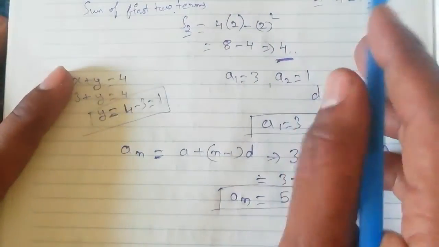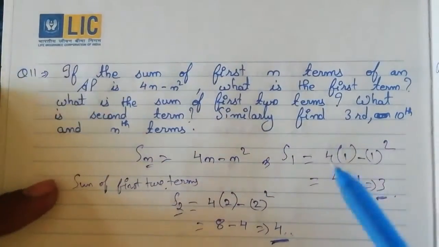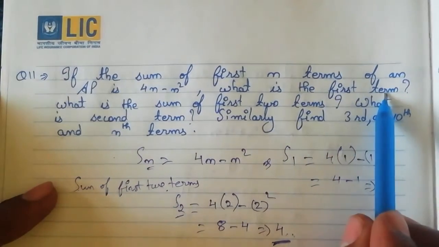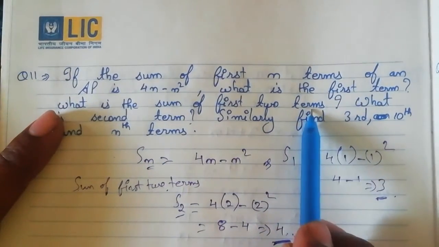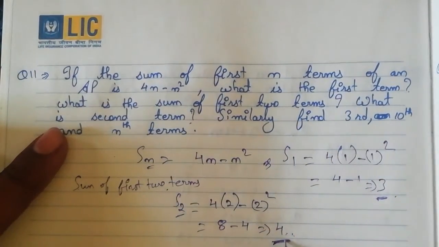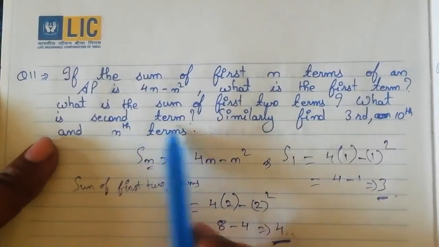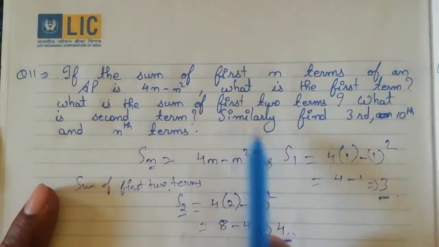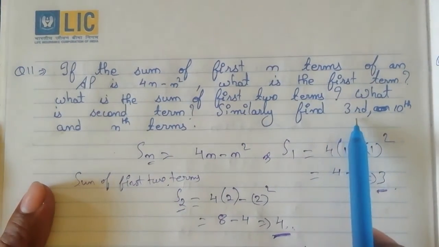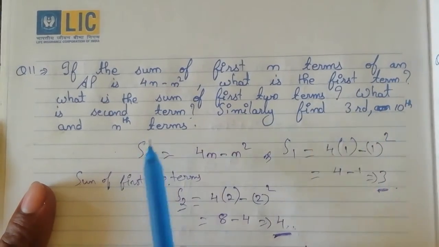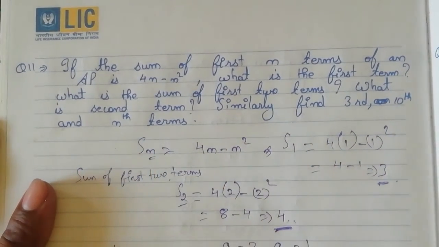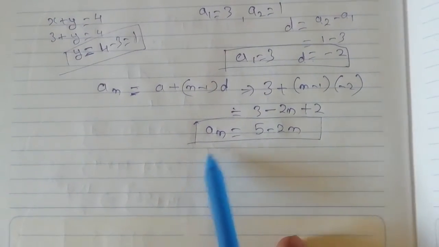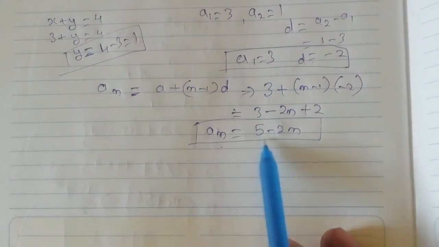Now in the question here, what is the first term? So the first term is 3. What is the sum of first two terms? So the sum of first two terms is 4. And what is the second term? So the second term is 1. And similarly, find the third term, the 10th term, and the nth term. So we have the nth term is this, 5 minus 2n.